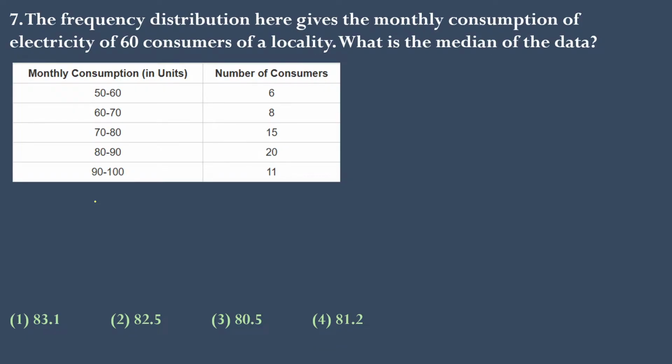Right. See the question. The frequency distribution here gives the monthly consumption of electricity of 60 consumers of a locality. What is the median of the data? Here the total frequency is given directly.